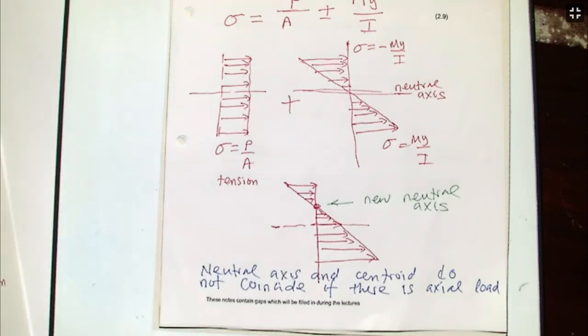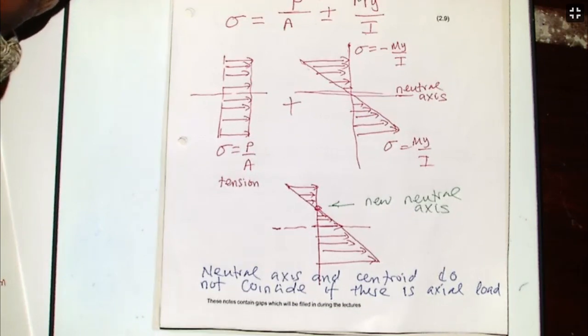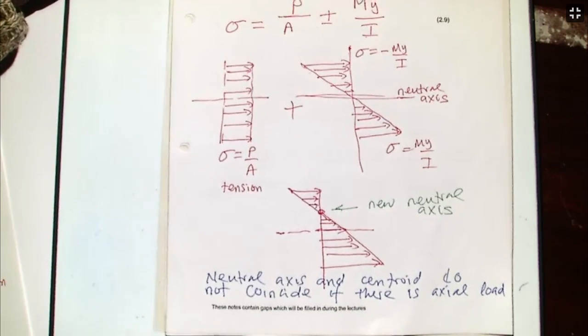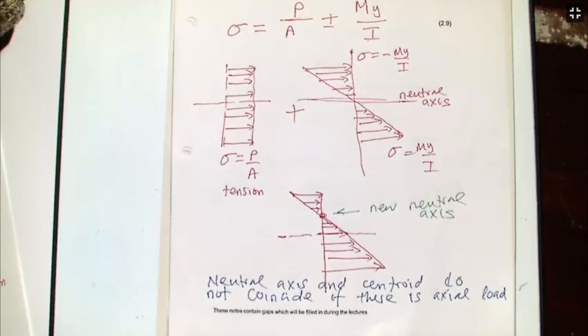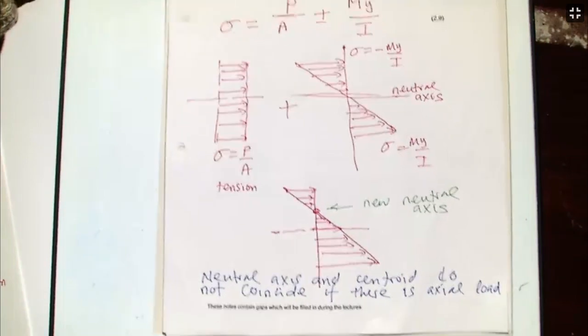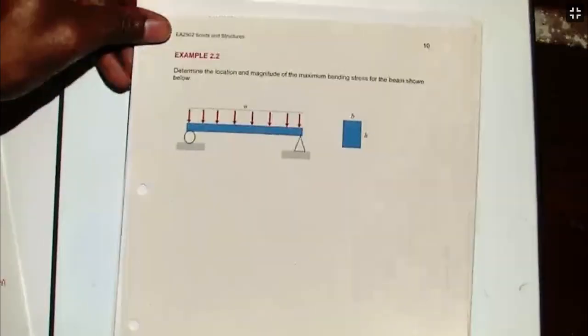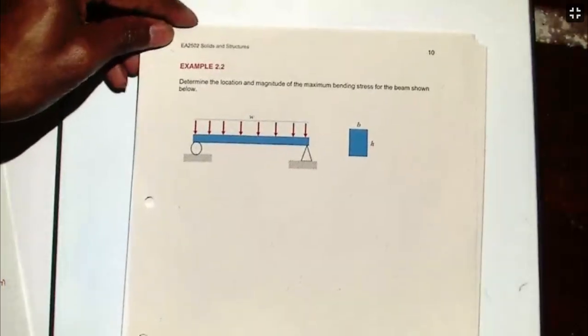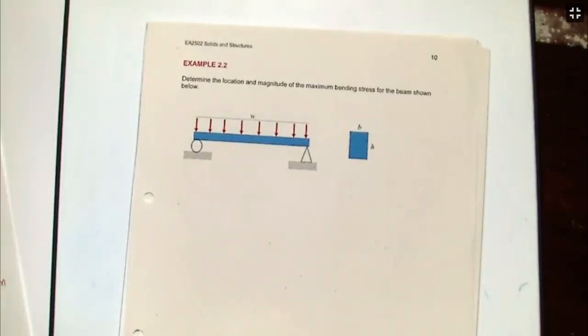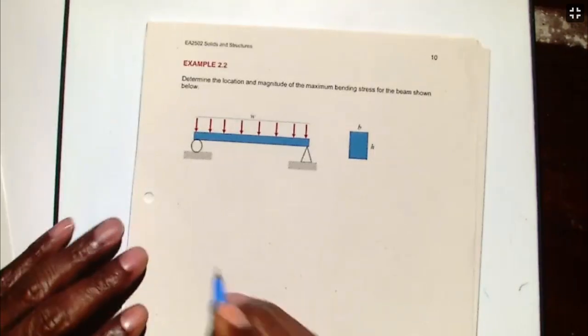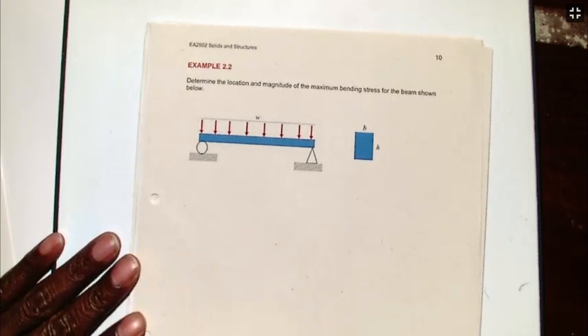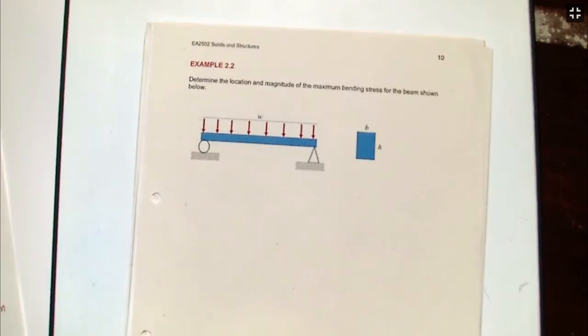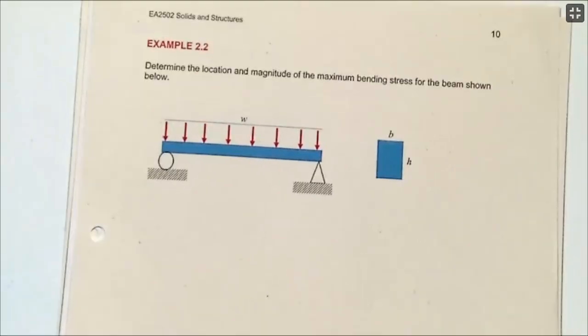Right. So, example 2.2, a beam in bending with uniformly distributed load, and we're asked to find what is the maximum bending stress. So let's see what that looks like. So that's the beam. The cross section is rectangular, uniformly distributed load. So we want to find the maximum bending stress. I will start, assuming that you can see the base, and then I'll move up.